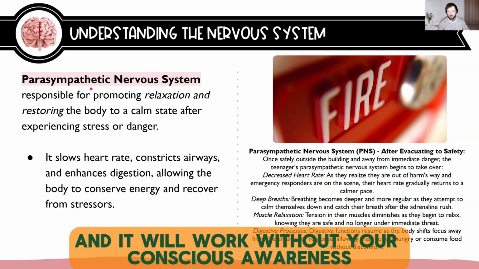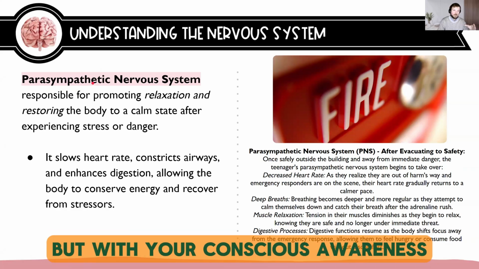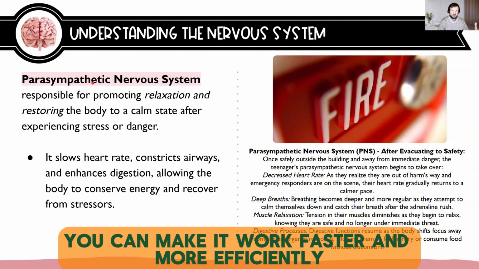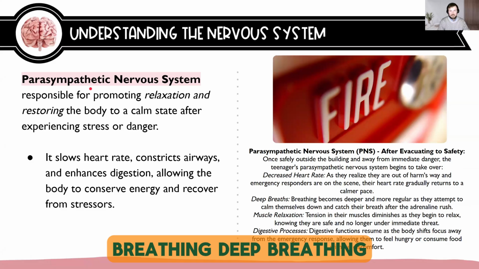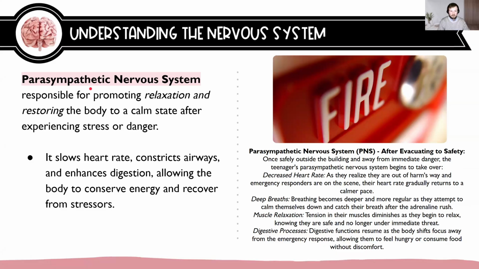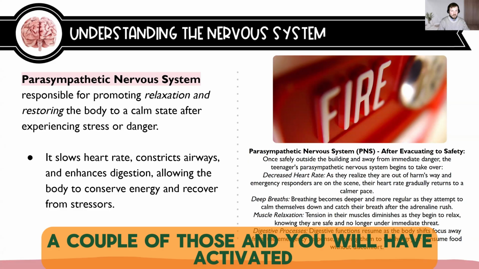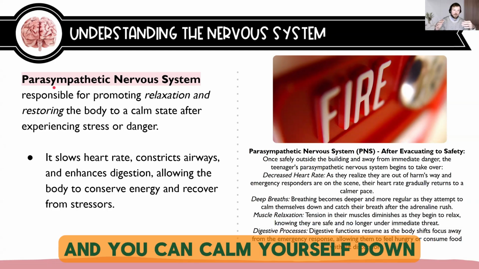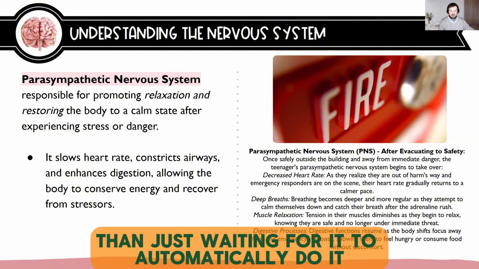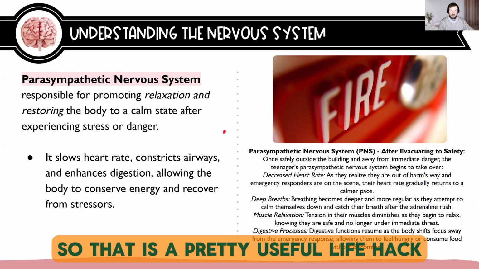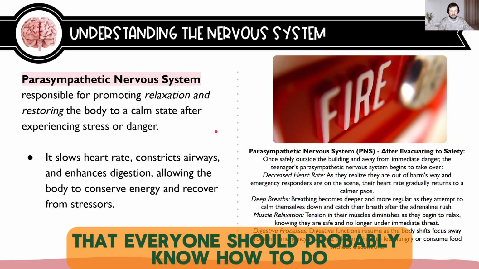It's automatic and it will work without your conscious awareness, but with your conscious awareness, you can make it work faster and more efficiently. The hack is, are you ready? Breathing, deep breathing. Couple of those, and you will have activated your parasympathetic nervous system, and you can calm yourself down. You can calm your body down much faster than just waiting for it to automatically do it. So that is a pretty useful life hack that everyone should probably know how to do.